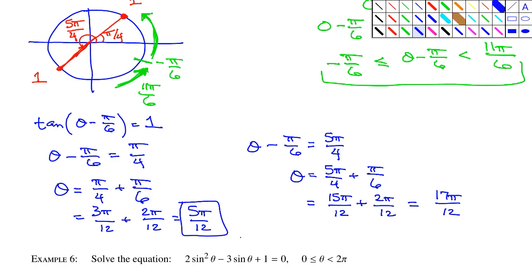And then the question is, are both of these inside the interval from negative pi over 6 to 11 pi over 6? And the answer is yes. If you're worried about this one, 17 pi over 12 is the same as 8.5 pi over 6. So it's less than 11, so we're good.